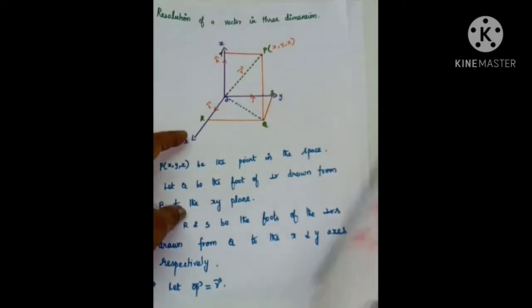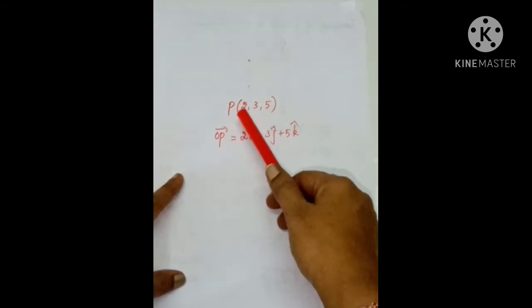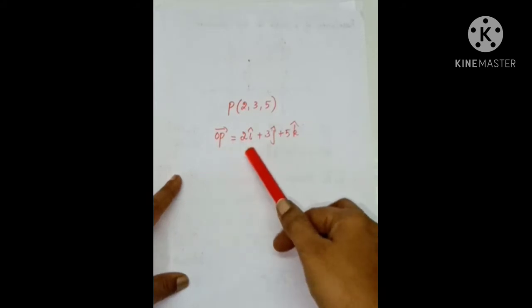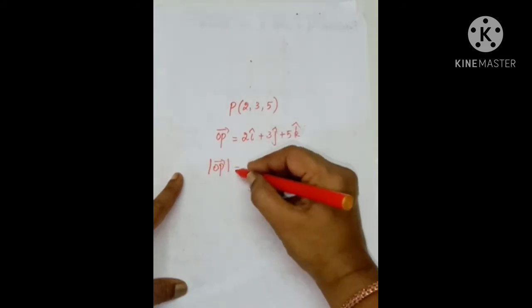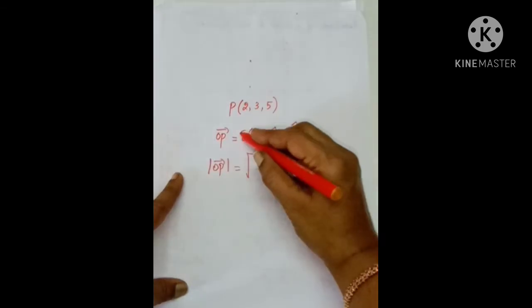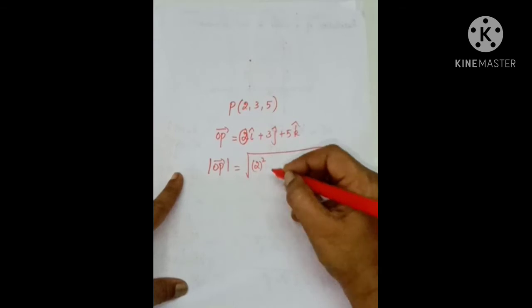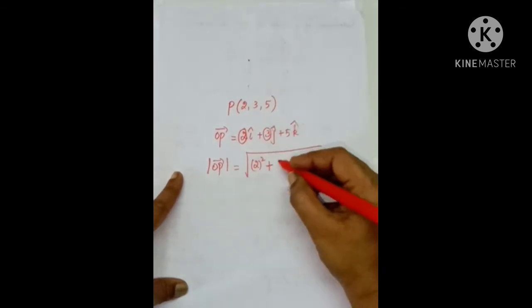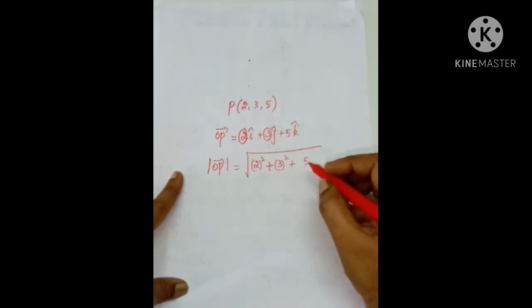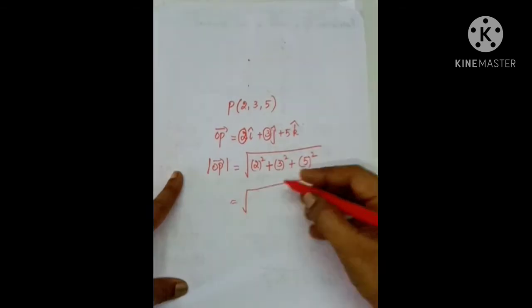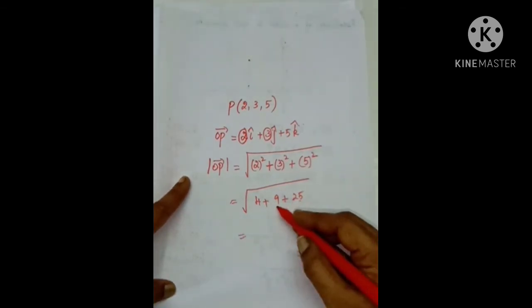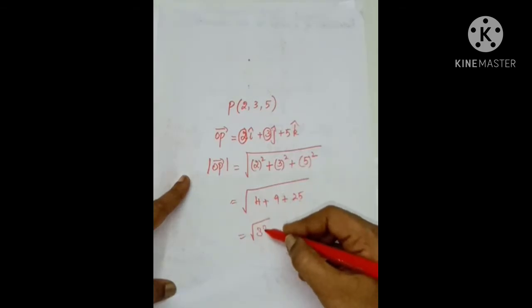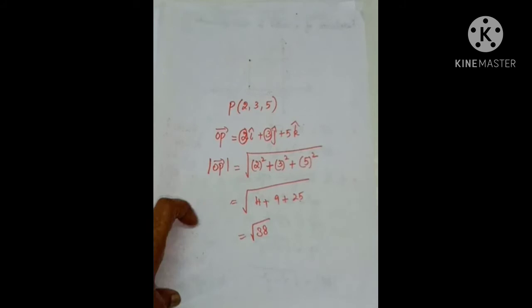Now for example, I have taken the point having the coordinates 2, 3, 5. Then what is the OP vector? 2i cap plus 3j cap plus 5k cap. Next, what is the magnitude of the OP vector? It is the square root of, the coefficient of i cap is 2, so 2 squared, in between you write plus, then 3 squared, plus the coefficient of k cap is 5, so 5 squared. So the answer is the square root of 4 plus 9 plus 25. 25 plus 9 is 34, and 34 plus 4 is 38. So the length of the line segment OP is equal to the square root of 38, or otherwise the magnitude of this vector is equal to the square root of 38.